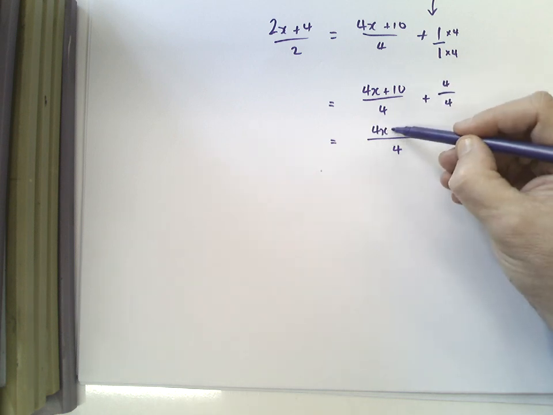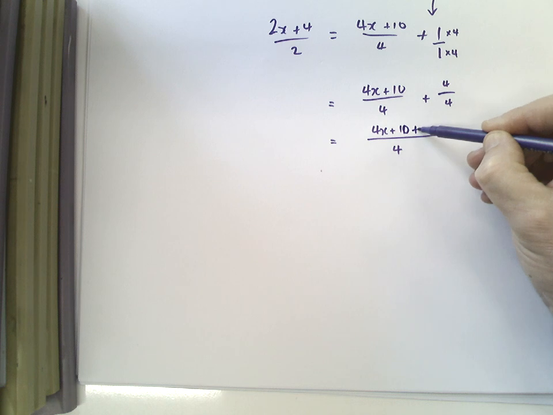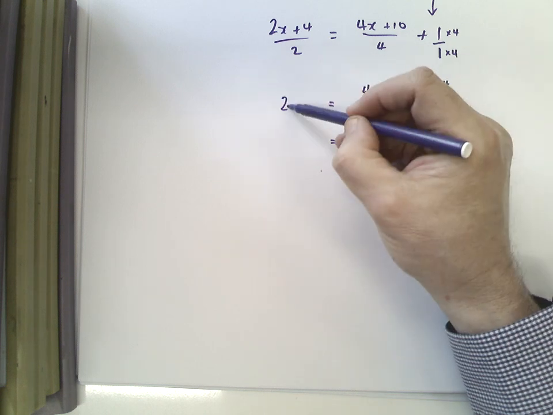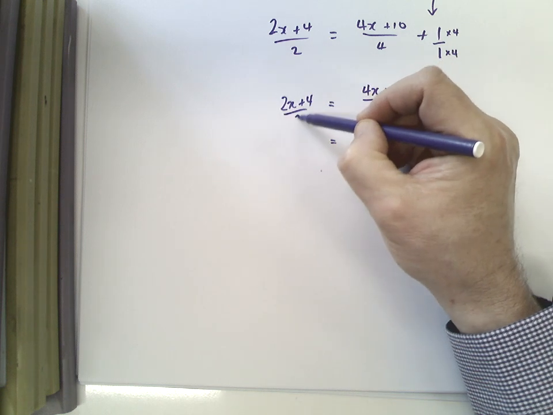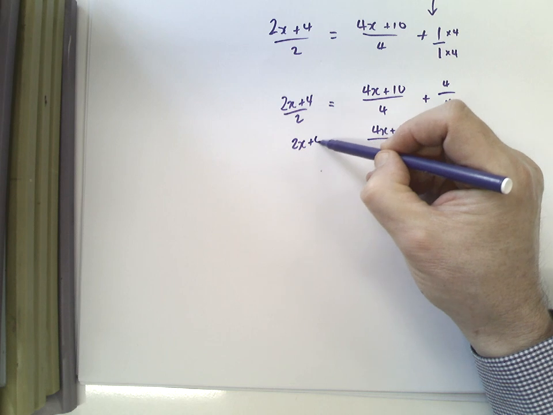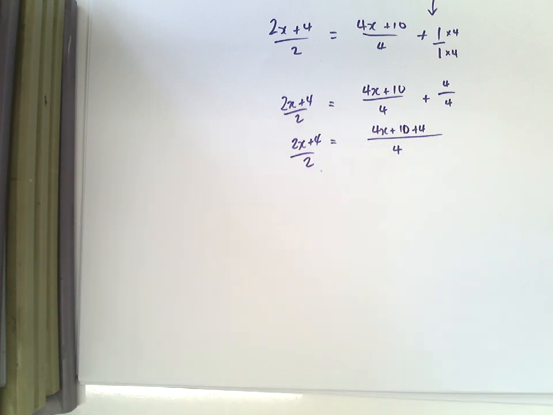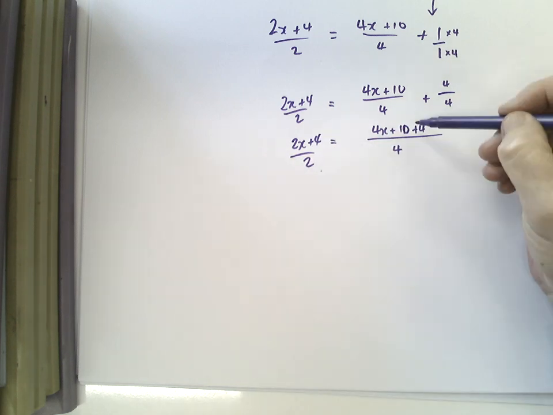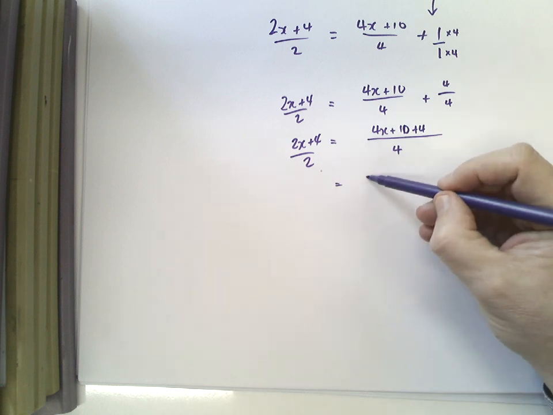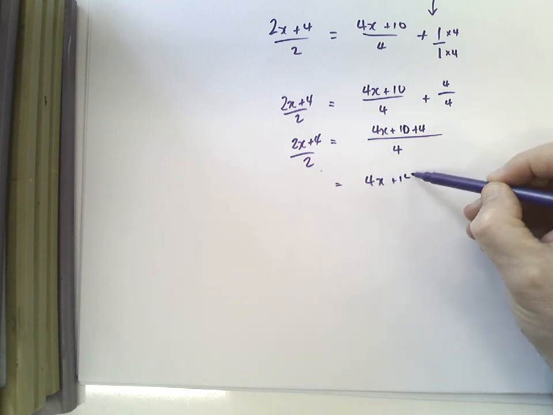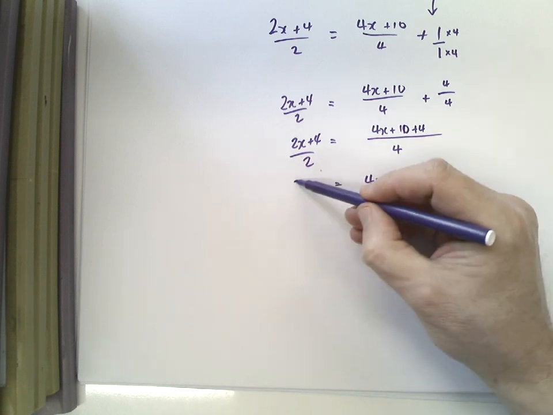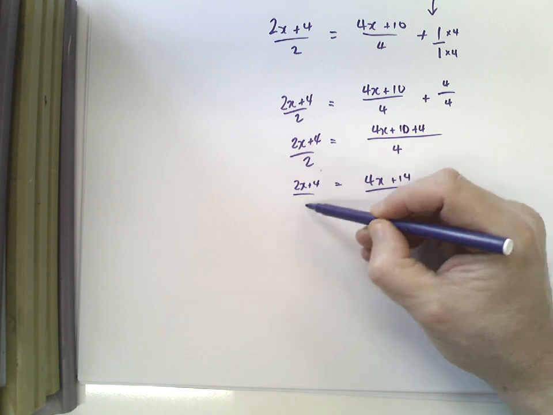And then I'm going to get 4x plus 10 plus 4. And on the other side, of course, I haven't done anything yet. I've just left it as it is. So 2x plus 4 divided by 2. Now, if we look at this, we can group these together. So we're going to get (4x plus 14) over 4, and we're going to get (2x plus 4) over 2.